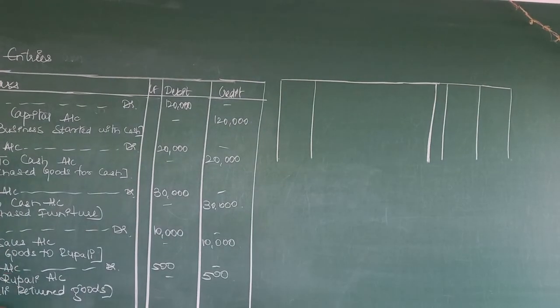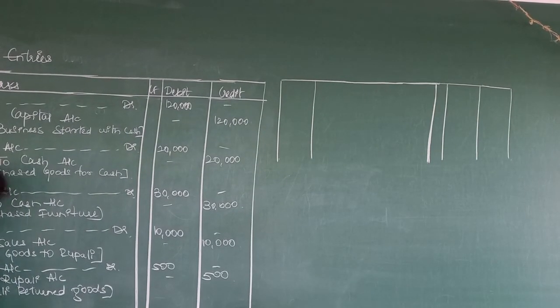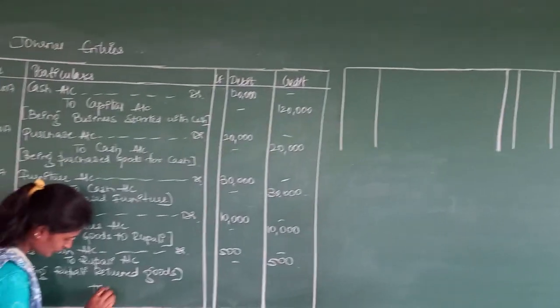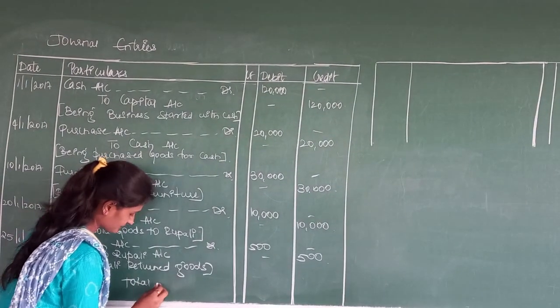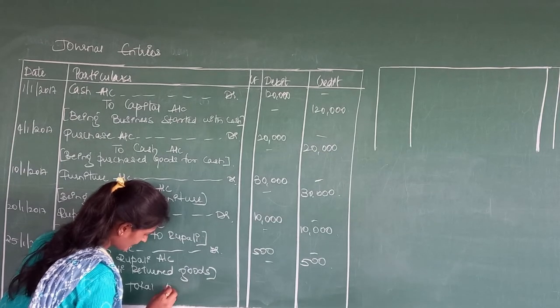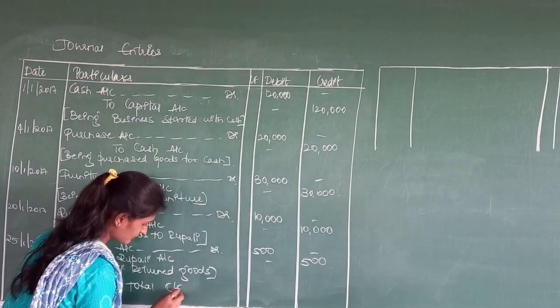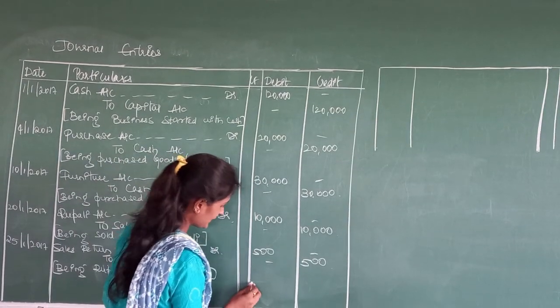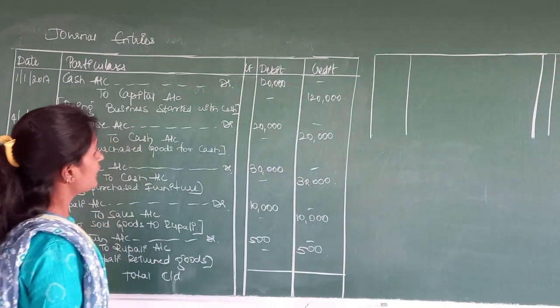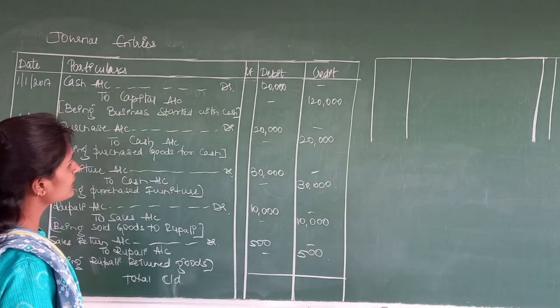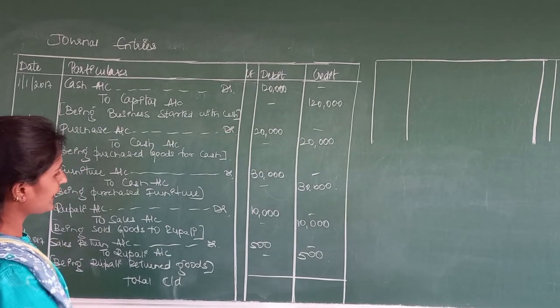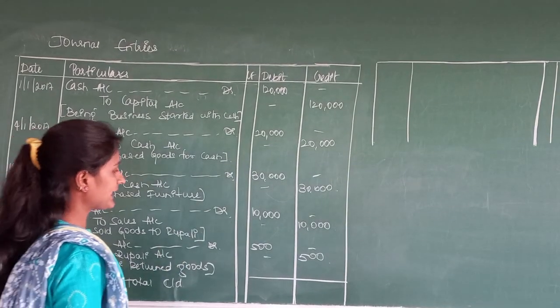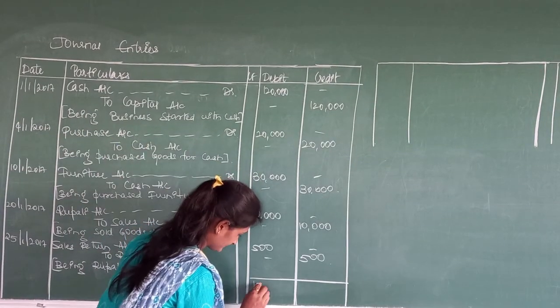Yes, so I have completed the page. For that I will write here balance total carried forward, or else carried down. How much? So total we need to write, that is 1,20,000, 20,000, 1,40,000, 1,40,000, 1,50,000, 1,80,500.